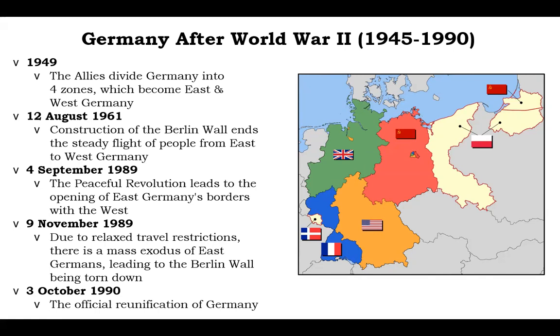As the 1950s sees the start of rapid economic growth in West Germany, many citizens leave East Germany. This steady flight of people from east to west is halted by the construction of the Berlin Wall on August 12, 1961. 28 years later, the peaceful revolution, in German Friedliche Revolution, leads to the opening of East Germany's borders with the West.